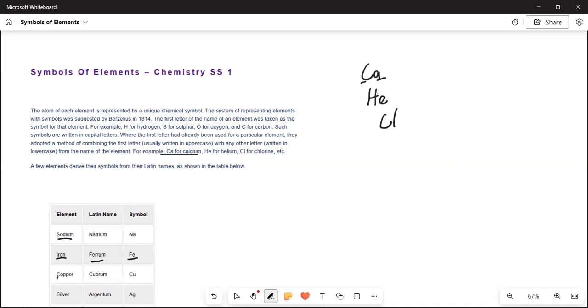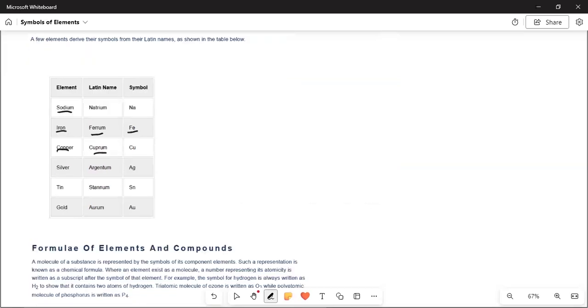Then copper, the Latin name is cuprum, therefore the symbol is Cu. Silver, the Latin name is argentum, and therefore the symbol is Ag. Tin, the Latin name is stannum, and therefore the symbol is Sn. Then gold, the Latin name is aurum, and therefore the symbol is Au. So in summary, some elements get their unique symbol from the first letter of their name. Then where the first letter is already used, the first letter plus any other letter from the name. And then a few of them get their symbol from their Latin name.